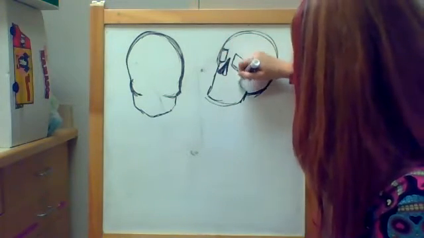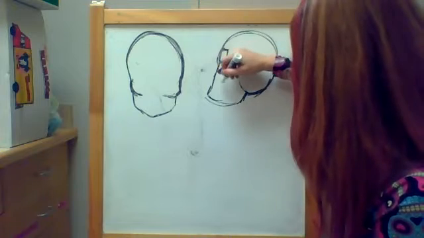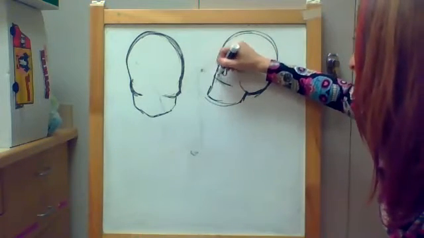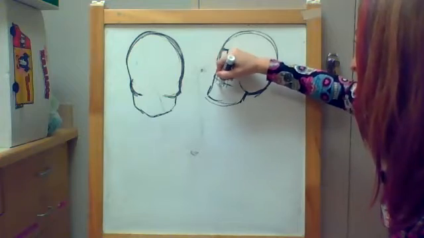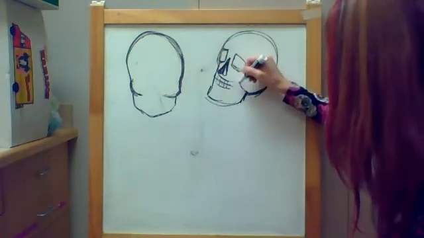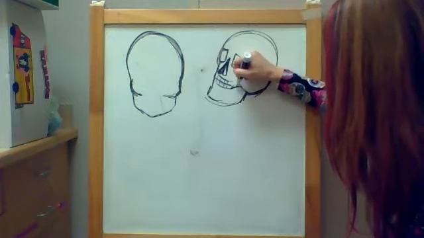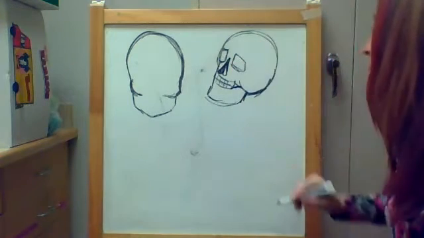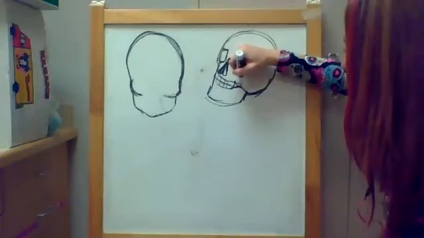So here is the way that your skull would be shaped. Down here is where your mouth would go. Your skulls will still have teeth even once you are no longer living. Your teeth still stay in your skull. They don't come out.